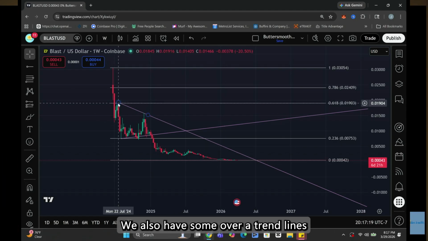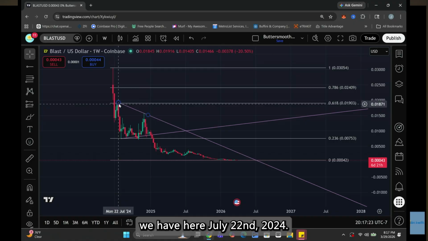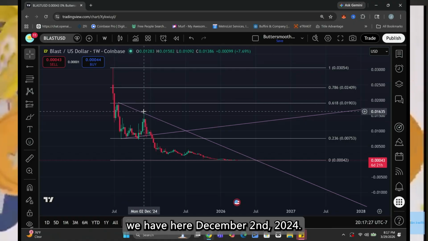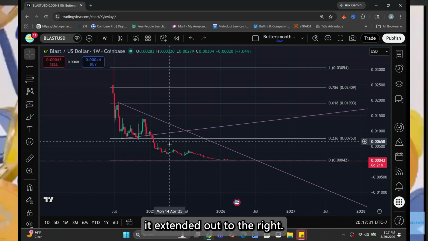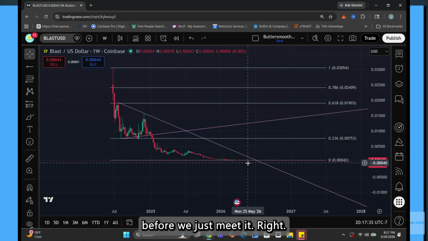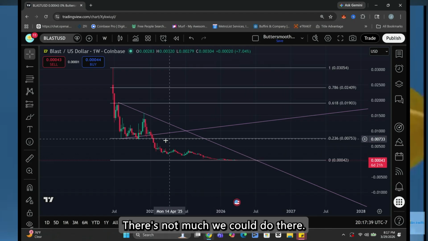We also have some overhead trend lines that are going to act as resistance. First touch point we have here, July 22nd, 2024. Second touch point we have here, December 2nd, 2024. We just have it extended out to the right. So hopefully sooner rather than later, we start to break above it before we just meet it, right? Because then we would just delete it. There's not much we could do there.